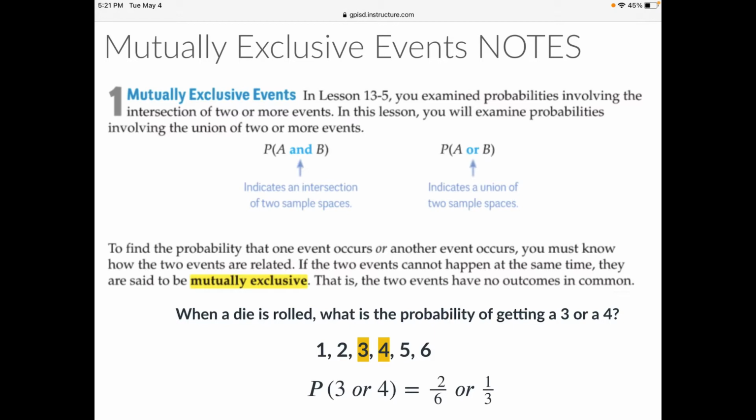So, for example, when a die is rolled, what is the probability of getting a 3 or a 4? Well, the sample space consists of the numbers 1 through 6. If you land on a 3, that means you can't land on a 4. It's not an intersection, because if you landed on a 3, you wouldn't be landing on a 4. You can either land on a 3 or a 4, and that's 2 out of 6 different possible outcomes. If we simplify this, it becomes 1 over 3 as a simplified fraction.